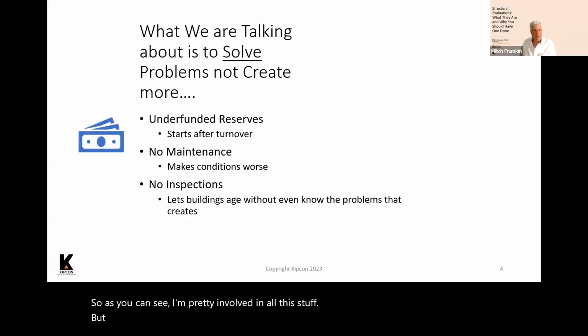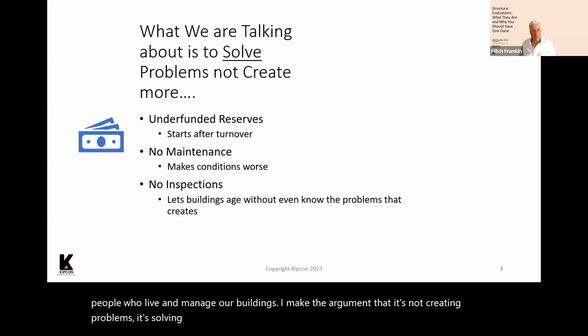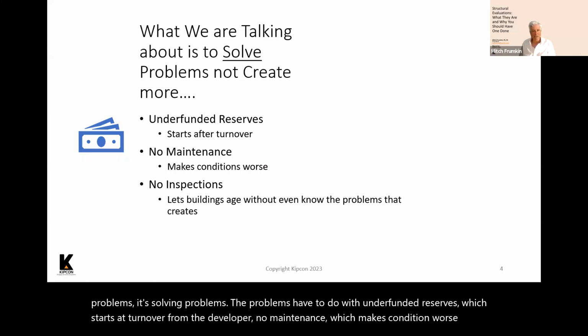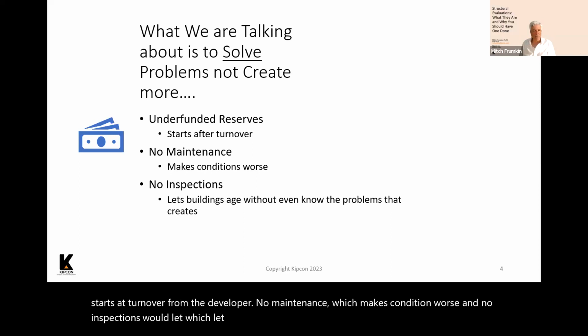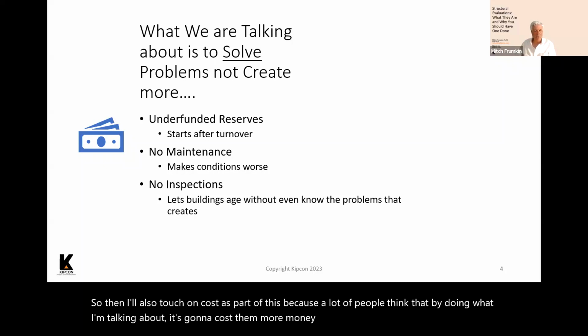But what I'm going to be talking about is how to solve problems, not create more. A lot of people look at what is going on and say this is creating problems for the people who live in and manage our buildings. I make the argument that it's not creating problems, it's solving problems. The problems have to do with underfunded reserves, which starts at turnover from the developer, no maintenance, which makes condition worse, and no inspections, which lets buildings age without even knowing the problems that creates. I'll also touch on cost, because a lot of people think that by doing what I'm talking about, it's going to cost them more money. It's actually going to cost them less money.